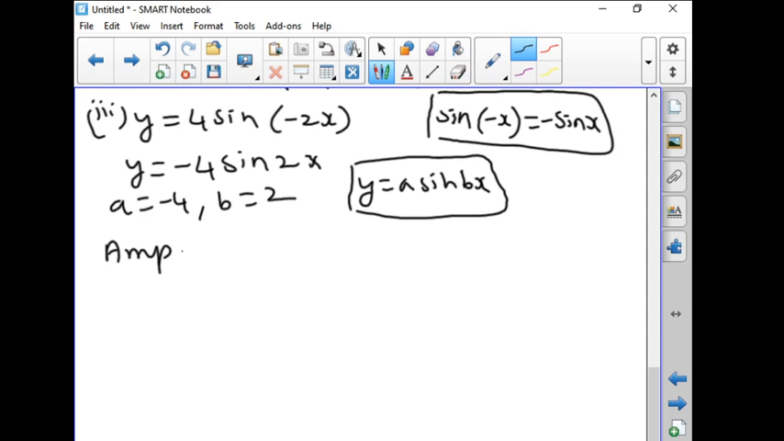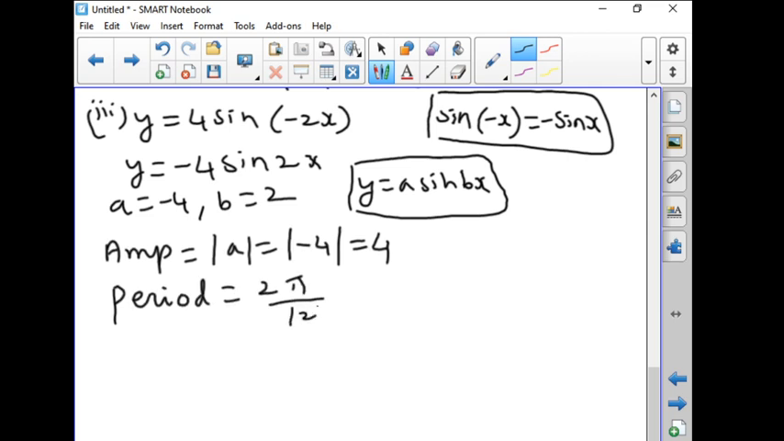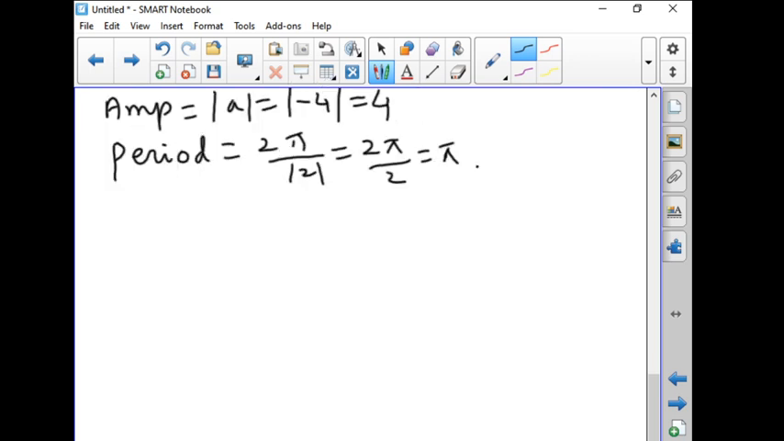Amplitude is equal to modulus of a, which is equal to modulus of minus 4, which is equal to 4. And period is equal to 2 pi by modulus of b. Modulus of b is modulus of 2, so it is equal to 2 pi by 2, which is equal to pi. Okay, so first subdivision, similarly you can do it. You can take that for homework.